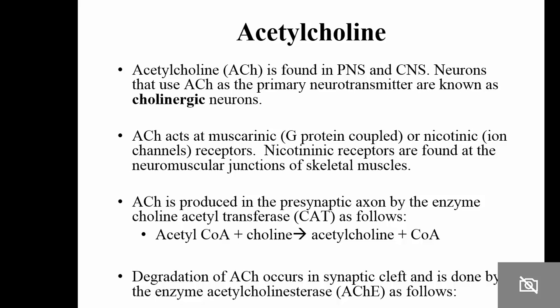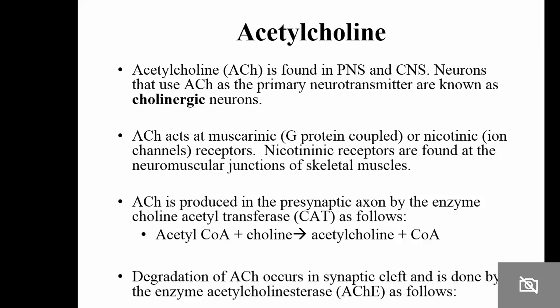Now notice that the two molecules it breaks it into are different than the molecules that build the thing. These two molecules get reabsorbed by the neuron that produced it. The choline is ready to go, but the acetate has to be converted into acetyl-CoA before it can recombine and form acetylcholine. So these are not exactly the same. There's more processing that has to occur once it gets reabsorbed back into the neuron.